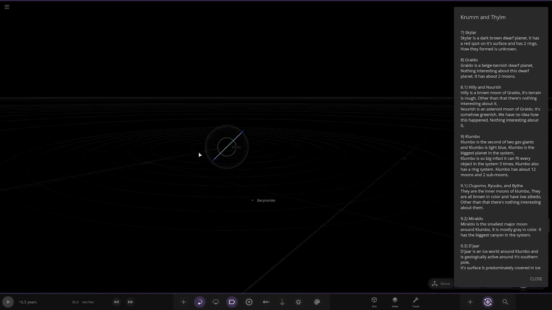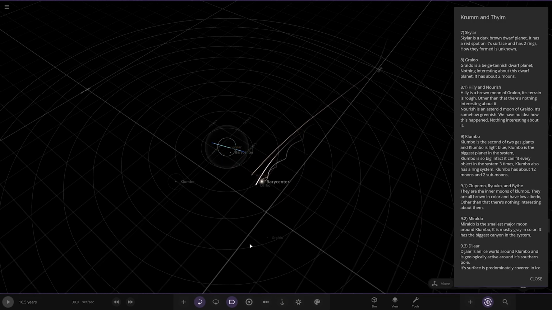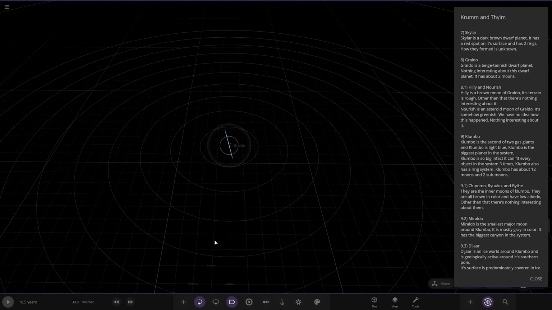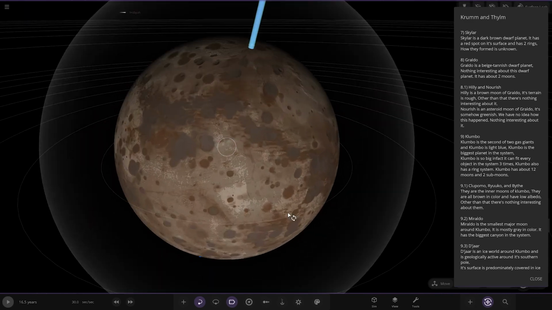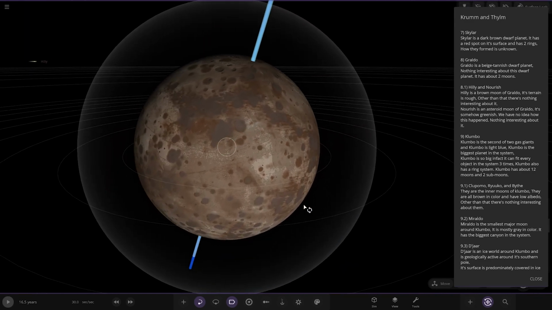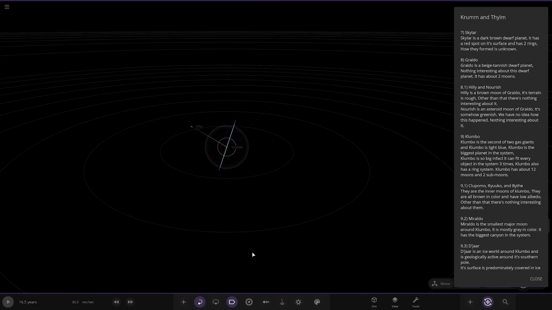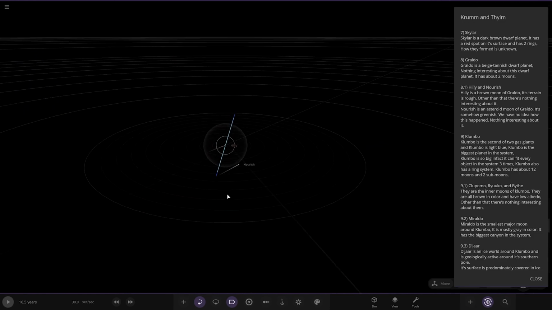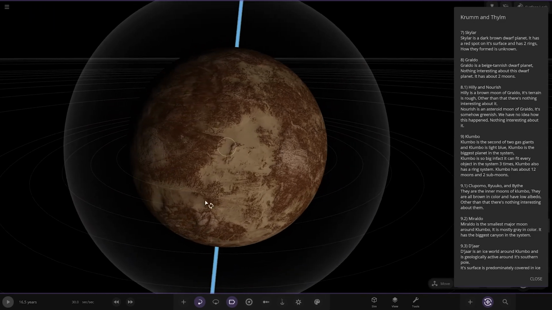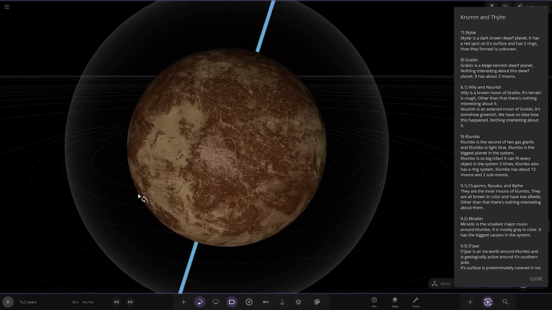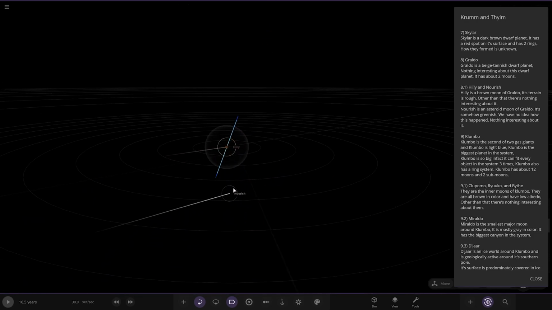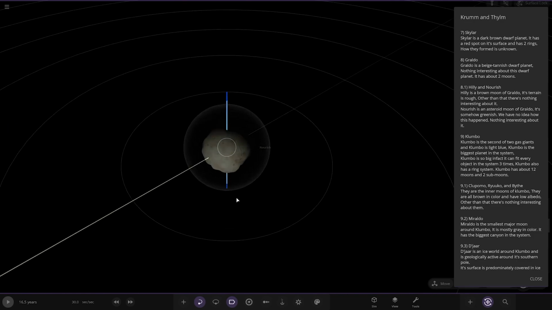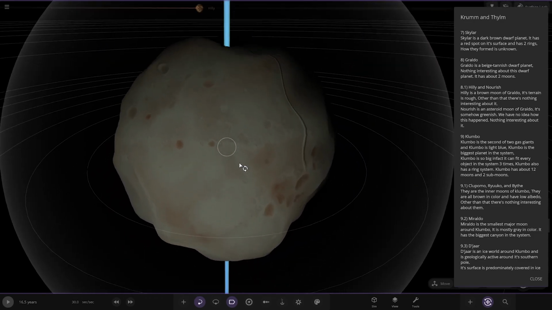Next up, we're heading to Gralado. Gralado. Over here. Is a beige tannish dwarf planet. Nothing interesting about this dwarf planet. It has about two moons. Okay. See them here. Hylian, Norish. There's Hylian. Hylian is a brown moon. Its terrain is rough. Other than that, there's nothing here about it. And Norish here. It's somehow greenish. We have no idea how this happened.